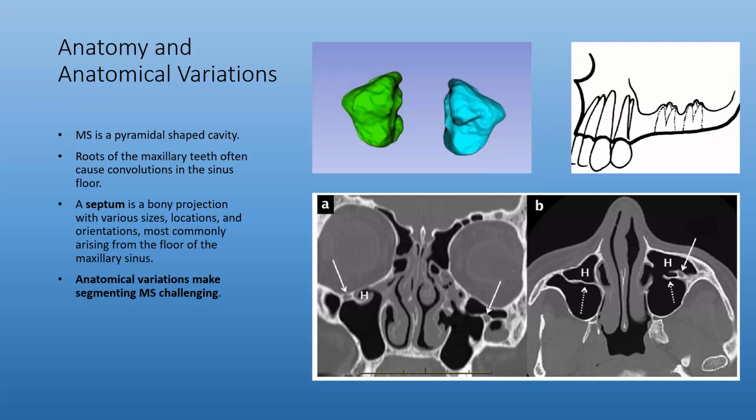And at the bottom figure, it is also very common to have little bony projections inside the sinus, as we see in the figure. They are called septum, and they can be of many different sizes, locations, and directions inside the sinus. And it affects the shape of the sinus, of course. These variations are very important for the segmentation performance.